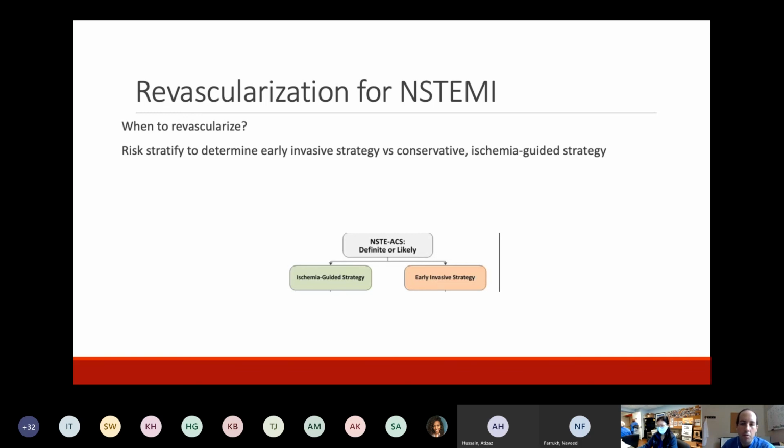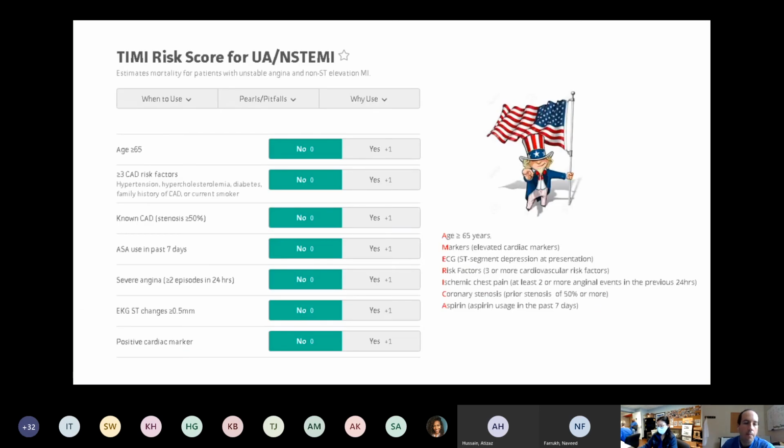But generally for most of the people, we need to decide, are we going to do what they call an ischemia-guided strategy or an early invasive strategy? And the way we figure that out is based off of these risk scores. This is the more common one. It's called the TIMI score. It looks at 7 factors.